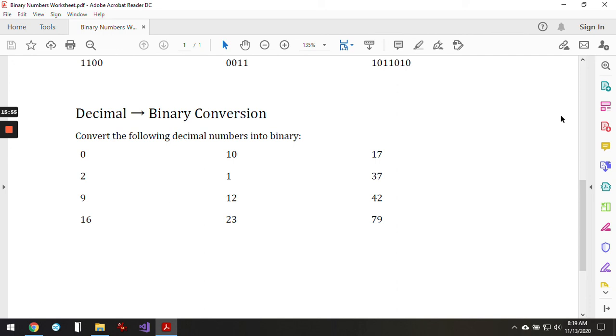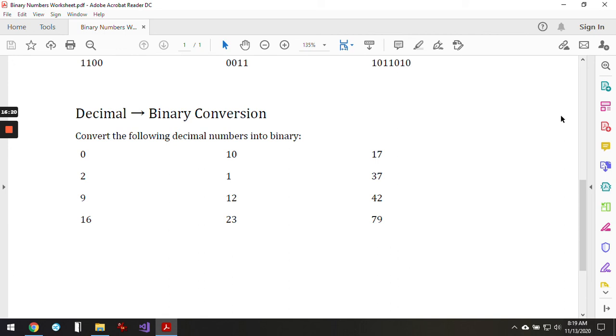Now, a little pro tip. Anytime you're dealing with an even number, this bit will always be 0. Anytime it's an odd number, this bit will always be 1. So once you've done the conversion, check your work and go, wait a minute, 79 is odd, but I came up with an even binary number. I must have done something wrong.